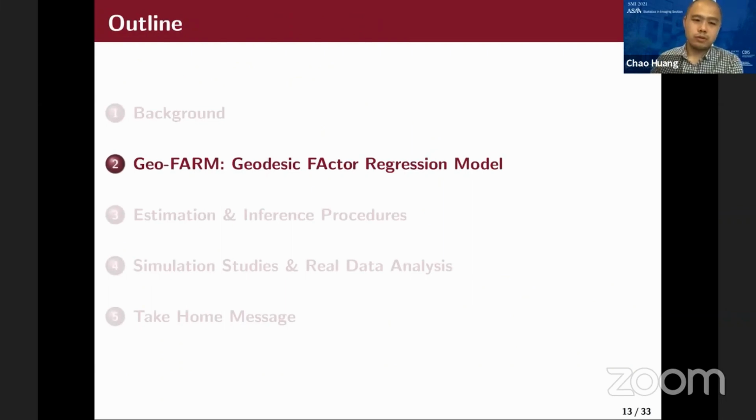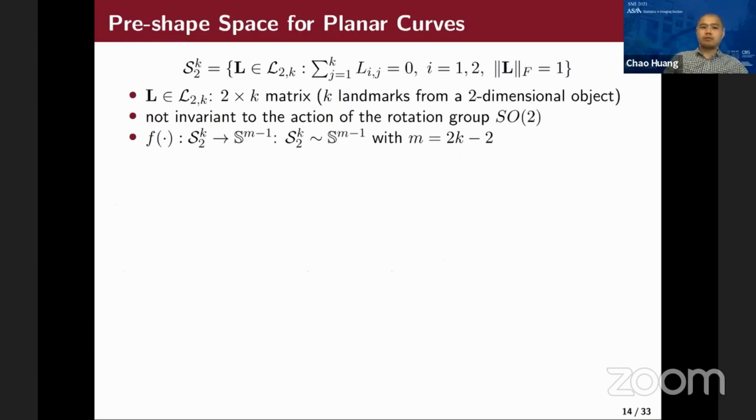And now we want to introduce the GeoFarm, the geodesic factor regression model. First, we want to introduce the pre-shape space for the planar curves. We use S2K to indicate the pre-shape space, which means that if we have all this landmark information, we remove the translation and we remove the scaling information. After that, we get information which we call on this pre-shape space.